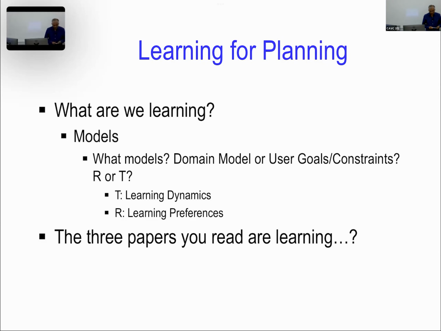So anyway, what are we learning? We are learning the models, quote unquote. The question of course is what models? The domain model is a model. The goals and constraints are also models. That is the user's what, okay? The domain model is basically environment dynamics. And the user goals and constraints are the human in the loop.